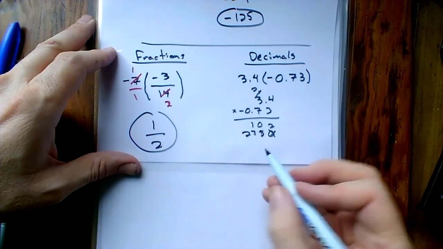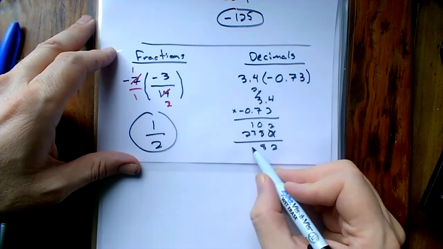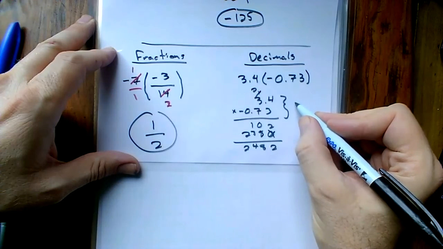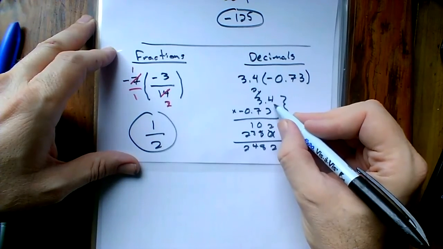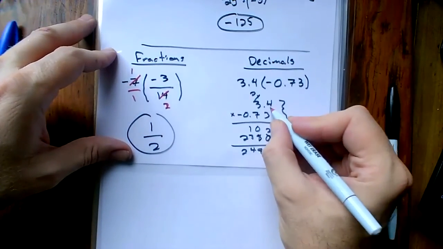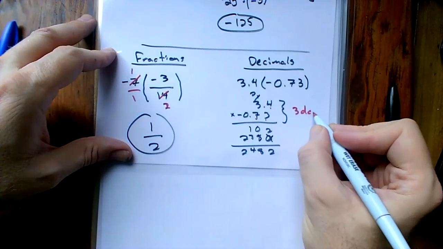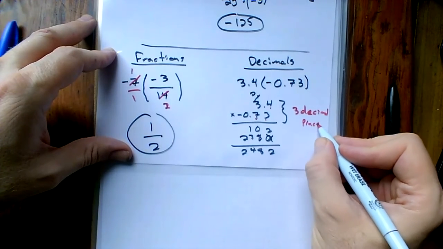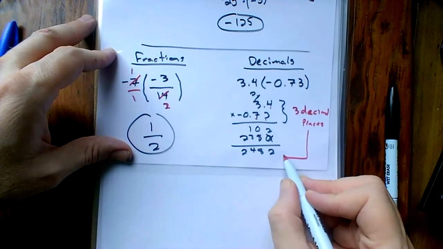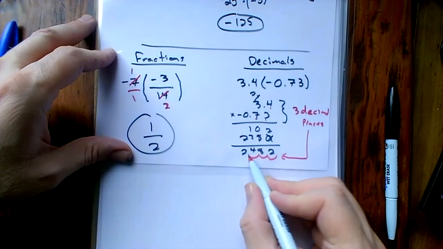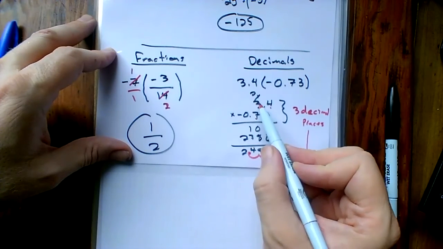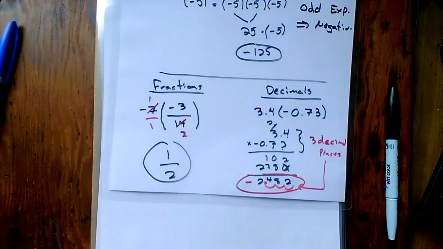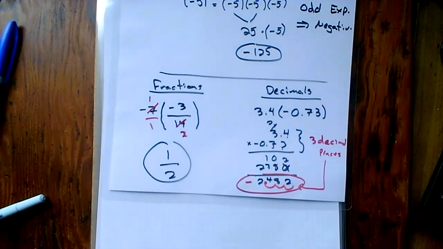I don't need to multiply my leading 0. I'll have 2, 8, 4, 2. And then I count up my total number of decimal places. Here I have 1, 2, 3 decimal places, which means I put 3 decimal places here. I had positive times negative, so my answer is also negative. All right, that's all I've got for right now, and we will see you in the next video.